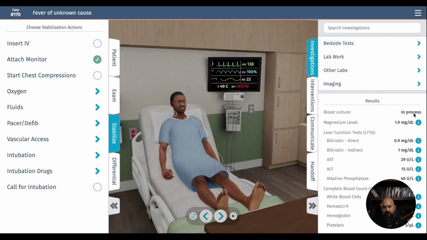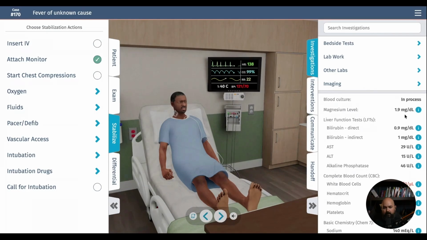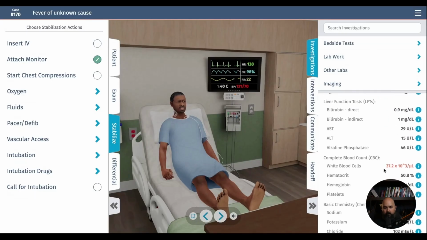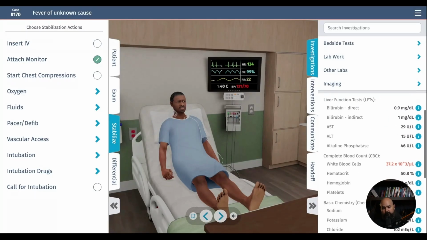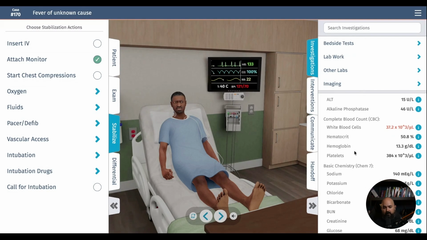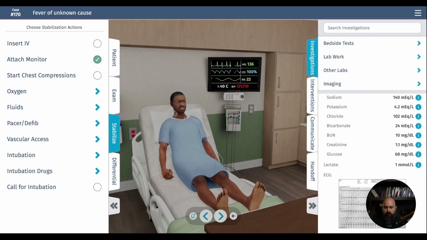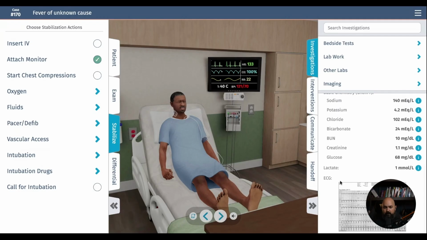Blood cultures in process. Obviously, we're not going to get those immediately. Magnesium 1.9, maybe could use a little bit, but that's really not important right now. No transaminitis, liver function is normal. White count is 37. Okay. H&H is good. Platelets are good. Chemistry looks fantastic. Renal function looks fine. And we already looked at the ECG, and our lactate is normal.